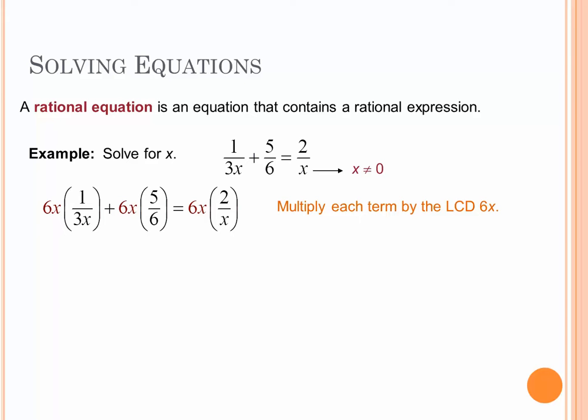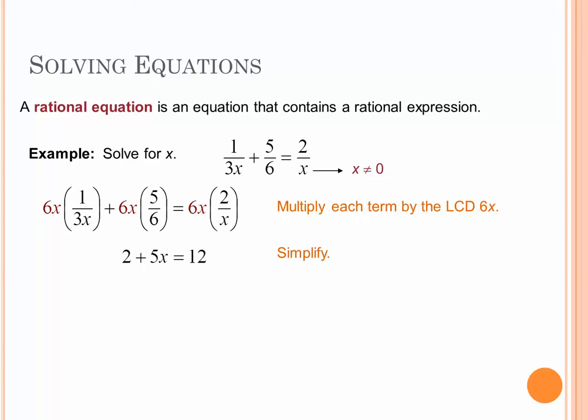So multiplying each term by 6x, we can simplify. The 3x goes into 6x 2 times, and 2 times 1 is 2. The 6 goes into 6x, leaving you x, and x times 5 is 5x. And then the x divides into the 6x 6 times, and 6 times 2 is 12. So that big messy fraction business simplified to 2 plus 5x equals 12.